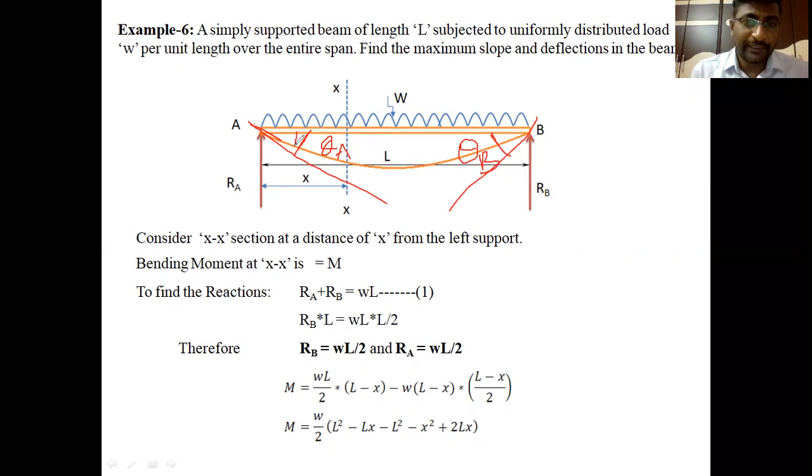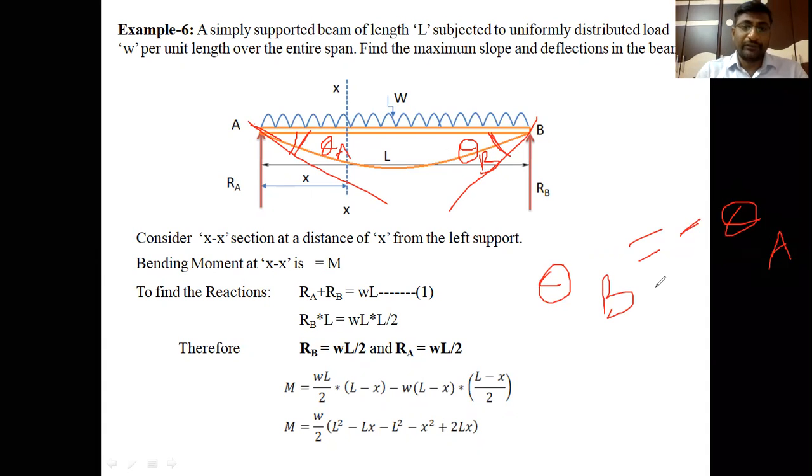So this is a clockwise slope, which is taken as positive, and the slope at point B is anti-clockwise, which is taken as negative. So theta B can be written as minus theta A. After getting the slope at A, simply we can say that slope at B is the negative of slope at A.